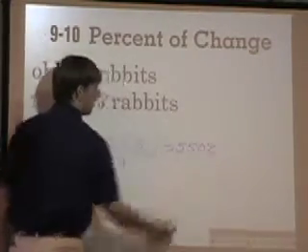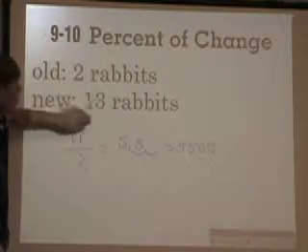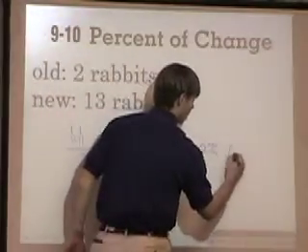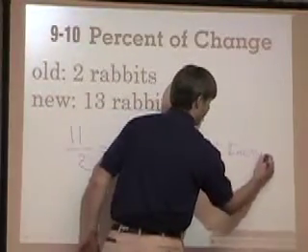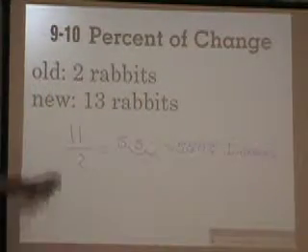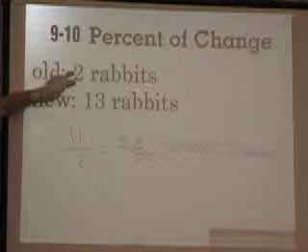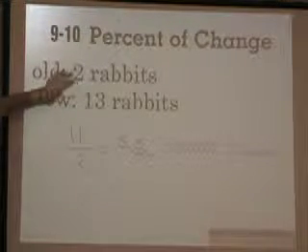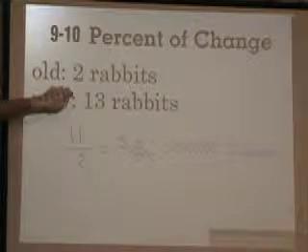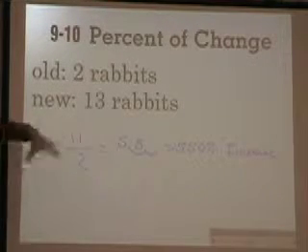550%. Now, is it increase or decrease? Increase, because the new total is bigger than the old one. So it's an increase. Okay, you say, well, how does something grow 550%? Well, every time it doubles, that's 100%. So from 2 to 4, that's 100. And then from 4 to 8, 100. You understand? They did that 5.5 times.